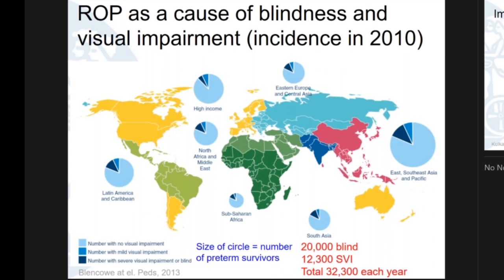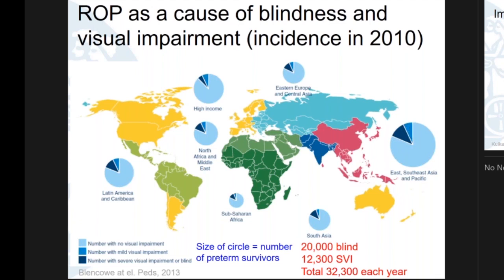In the year 2010, a meta-analysis was done of a very large number of studies to estimate the number of preterm infants who were becoming blind or visually impaired from RoP in the year 2010. And as Simon already mentioned, the number is over 32,000 children every year.